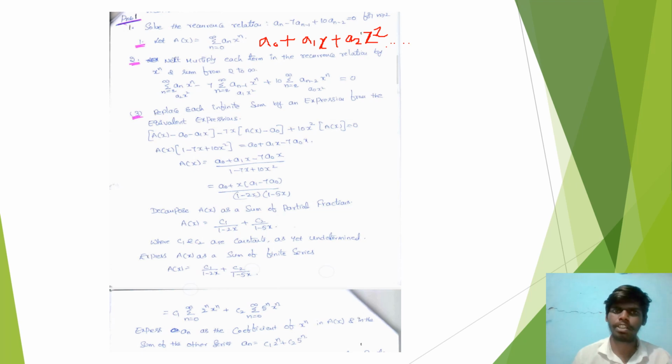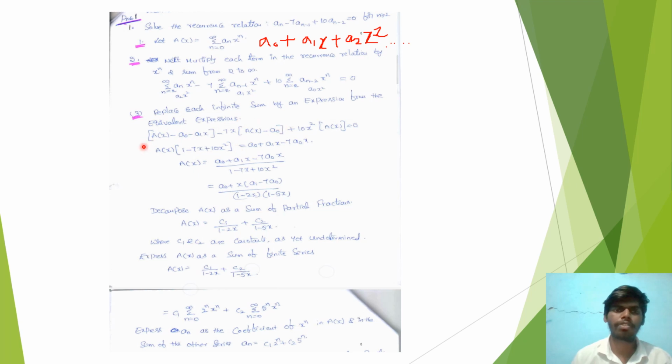In the first term we'll start from a2 x square to infinity, so we will miss these two. So we have to send these two terms to the left side, so that we'll get A of x minus a0 minus a1 x. Similarly for the second term and third term. So we'll get the equation like A(x) minus a0 minus a1 x minus 7x times (A(x) minus a0) plus 10x square times A(x) equal to 0.